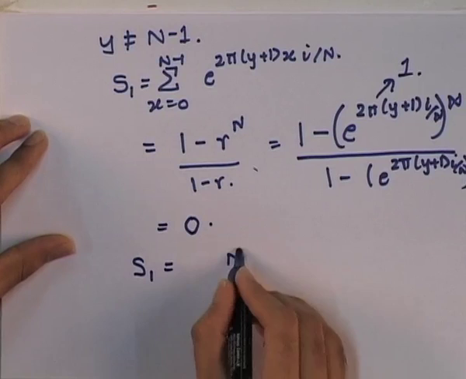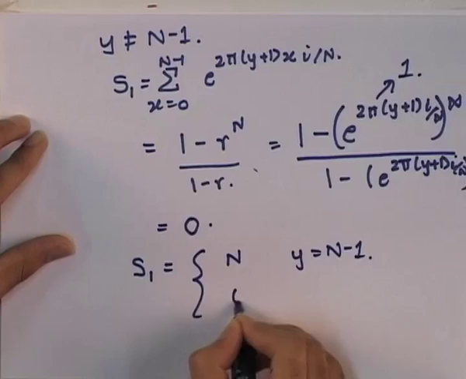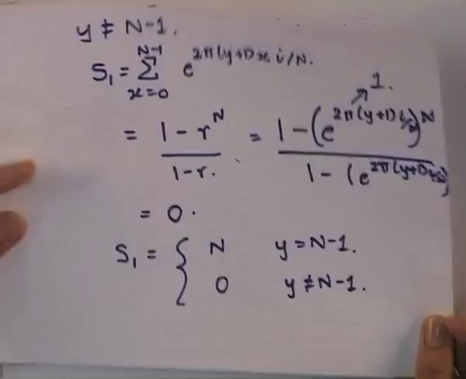Hence, this is 0. So the first summation is equal to n when y is equal to n minus 1, and it is equal to 0 when y is not equal to n minus 1. Now we can do the same calculation for the second term, and what we will get is that the second summation should be equal to n when y is equal to 1, and it should be 0 for any y not equal to 1.